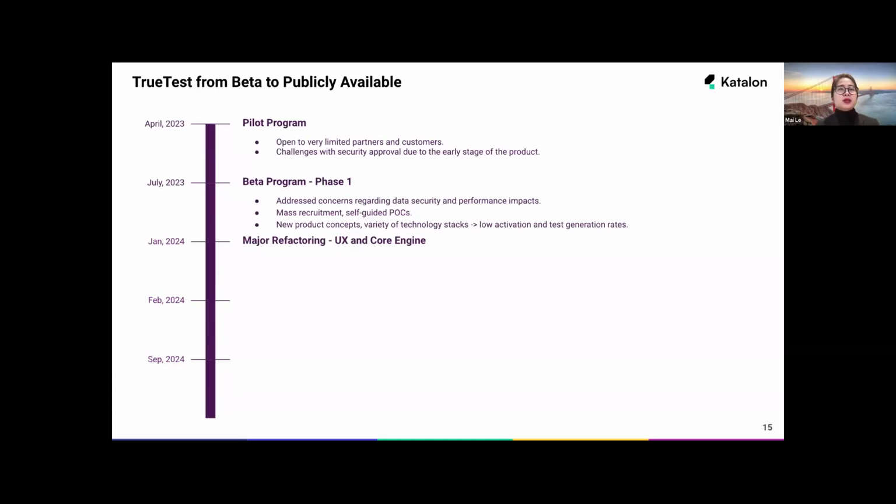So in January 2024, we reimagined the engine. We made it more flexible, customizable, and adaptable to each and every application under test. We re-engineered the whole user experience to keep humans in the loop, to give them control, right? To build on the collaboration between the AI and the human, to leverage the AI power to gain more efficiency.